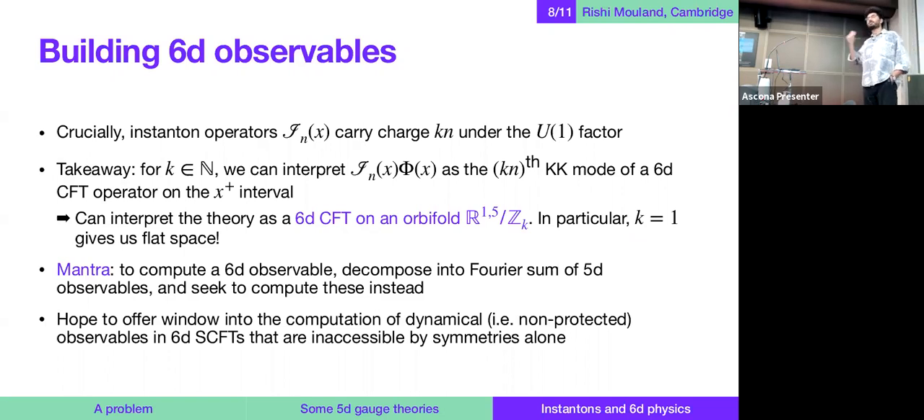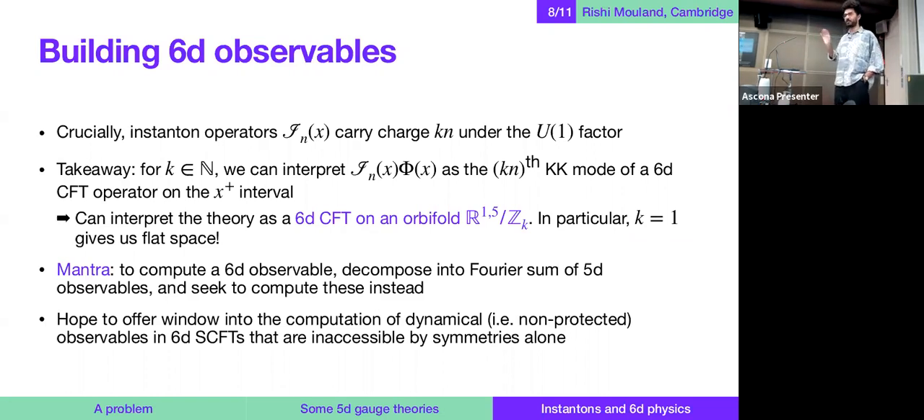And so I can interpret this theory indeed as a six-dimensional CFT on this weird orbifold of Minkowski space. And so in particular, the k equals 1 theory is just flat space, and there's no orbifold at all. So kind of the mantra here is that if I want to compute a six-dimensional observable, let's decompose it into a Fourier sum of these five-dimensional observables and seek to compute these in the theory instead. The real hope here is to offer a window into computing these observables from a five-dimensional perspective.